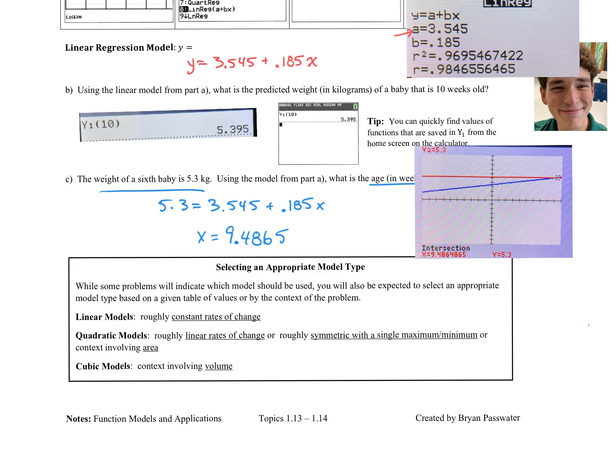Keep going. Quadratic models: roughly linear rates of change. Remember when we did those models, it was the second average rate of change that was constant, and so the first rate of change was what? Linear. Keep going. Or roughly symmetric with a single maximum or minimum, or context involving area. Good. Keep going. Cubic models: context involving volume.